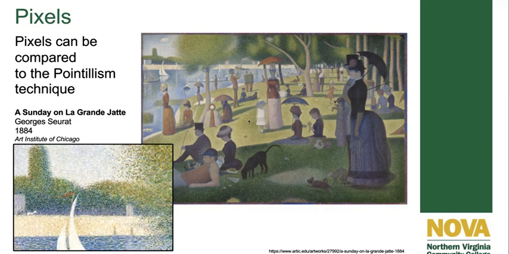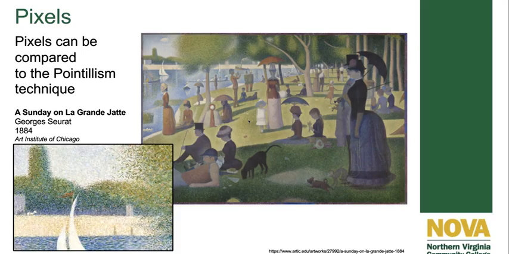Another way of thinking of pixels, we can compare it to the pointillism technique, made famous by the French post-impressionist painter Georges Seurat. This is one of his most famous paintings that's on display at the Art Institute of Chicago, and it's from 1884. You can see in the inset on the left the close-up. When you look at it close up, you're seeing a lot of color blocks. He's laying down paint with his brush, forming these dots with his paint.